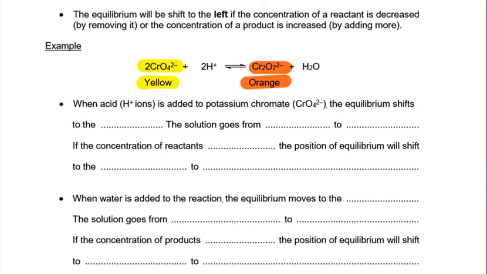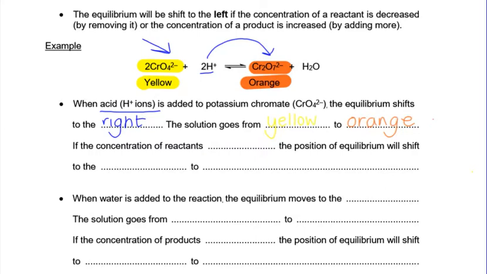So let's have a think about our first change. When acid is added, so we're adding to the left, according to Le Chatelier's principle, we're going to move to the right to remove it. So how would we answer that in an exam question? When acid is added to the potassium chromate, the equilibrium shifts to the right. And the solution's going to go from what colour to what colour? Pause the video and see if you can figure it out. You should have got that it's going to change from yellow, the chromate, to orange, the dichromate.